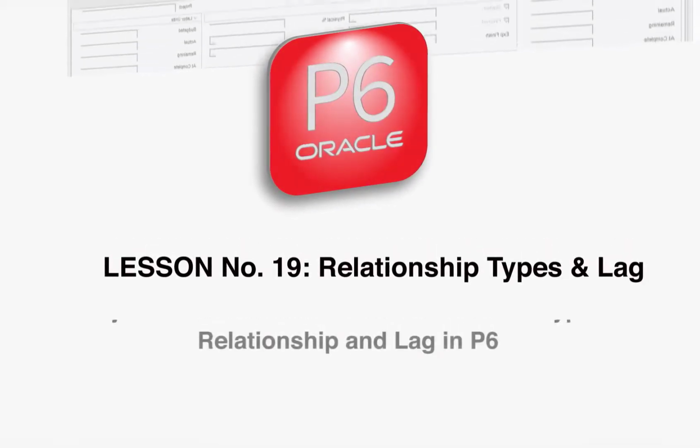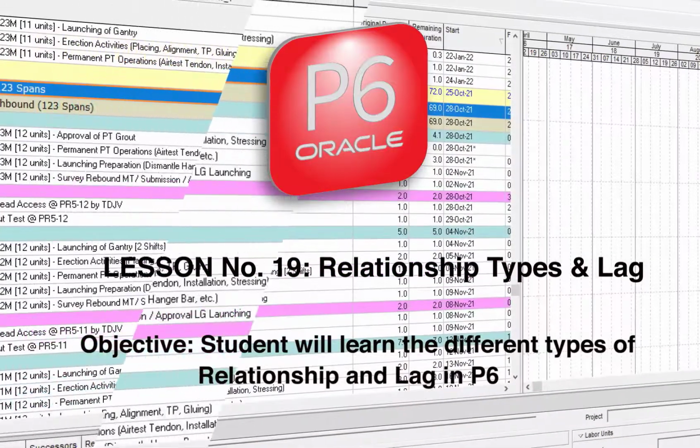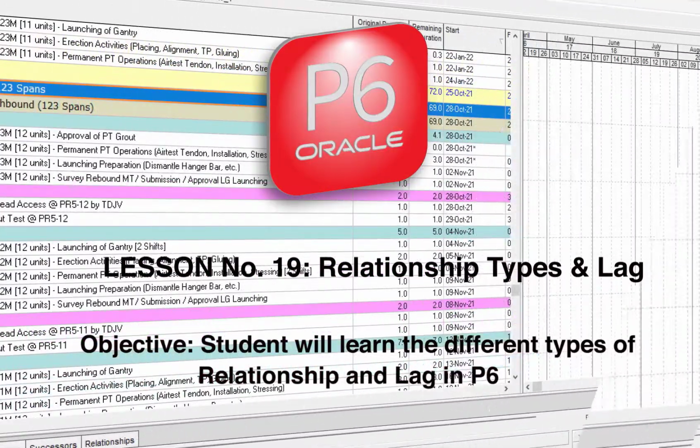Lesson number 19, Relationship Types and Lag. Objective: student will learn the different types of relationship and lag in P6.